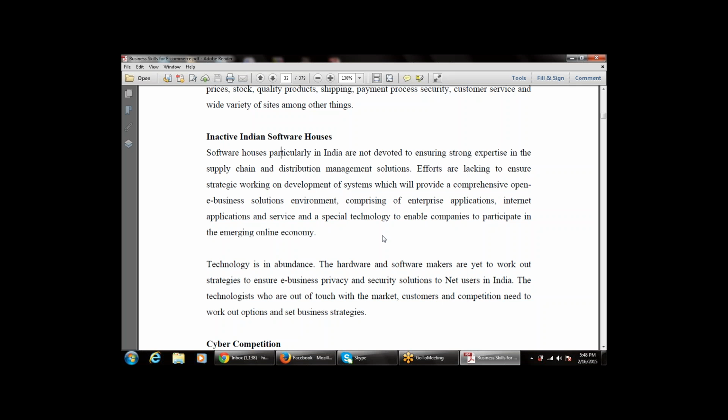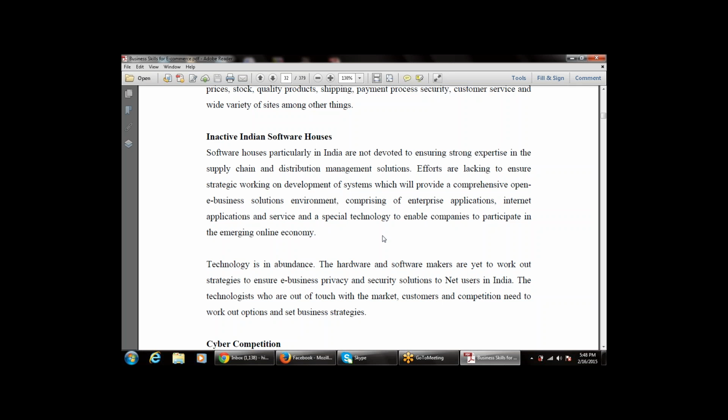Efforts are lacking to ensure strategic work on the development of systems which will provide a comprehensive open e-business solution environment comprising enterprise applications, internet applications and services, and special technology to enable companies to participate in the emerging online economy. That is the inactive Indian software houses limitation.